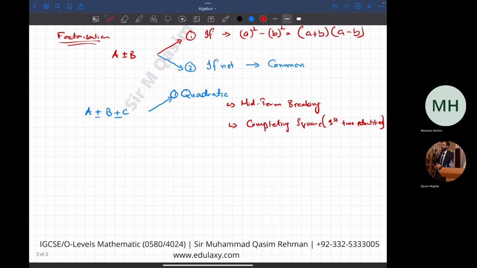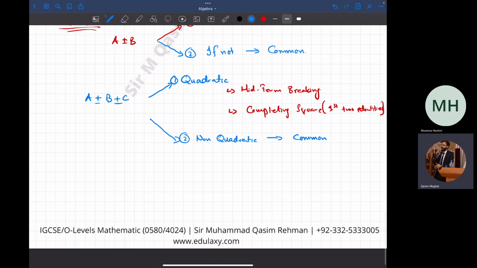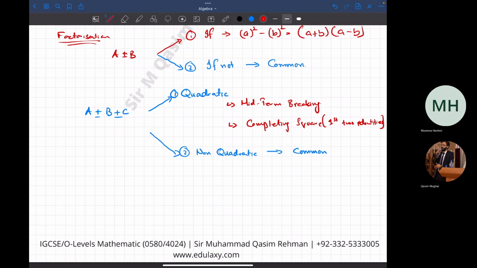If the 3 terms combined together are non-quadratic, then you take common.